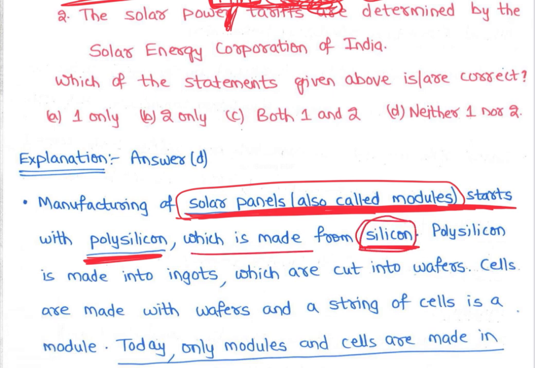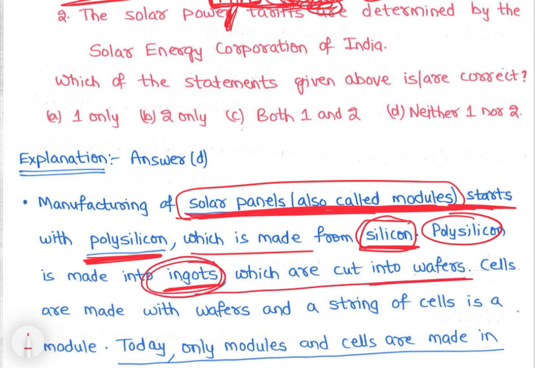So silicon से बनता है basically most of the solar panels. So polysilicon is made into ingots. So जो silicon है, that is made into ingots which are cut into wafers, right? Ingots को wafers में बनाएंगे.